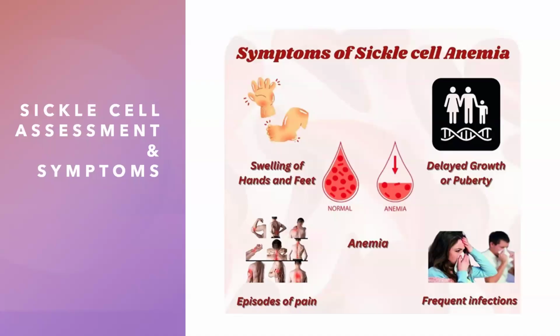Again, we can see swelling of hands and feet and frequent infections. Vision problems due to the small vessels in the eye, which can damage the portion of the eye called the retina and lead to vision problems. They can have retinal hemorrhages, and some people with sickle cell anemia will also have chronic pain from bone and joint damage. They may have delayed growth or delayed puberty because they don't have the nutrition and oxygen they need to have a healthy body.